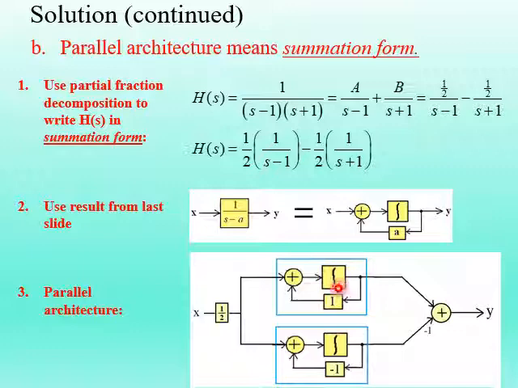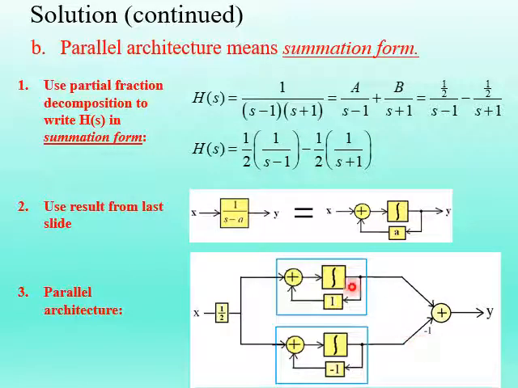We've got two subsystems in parallel. Notice their outputs are added together here with an adder. And this minus 1 here is needed because remember we have a minus sign for these terms here. Okay, they're actually subtracted from each other. So this one's going to be multiplied by minus 1.